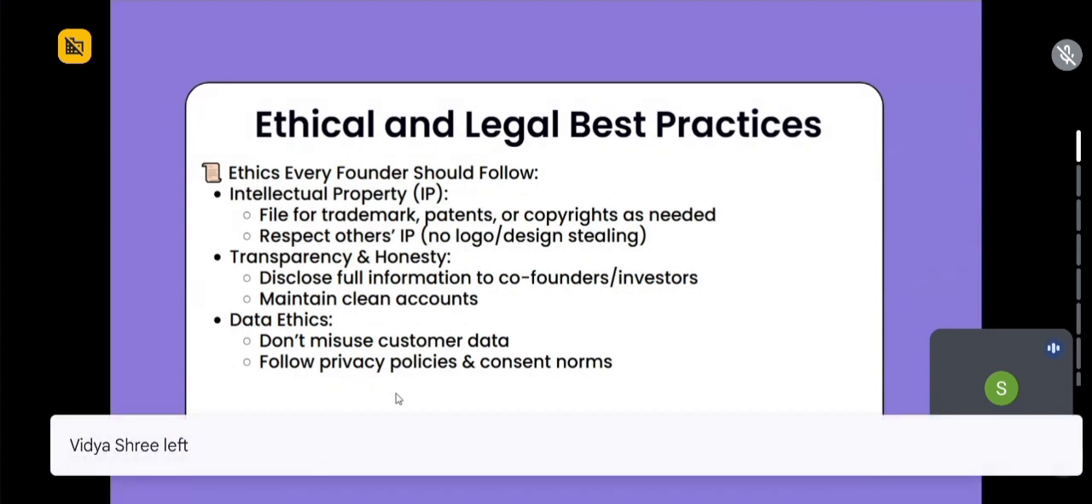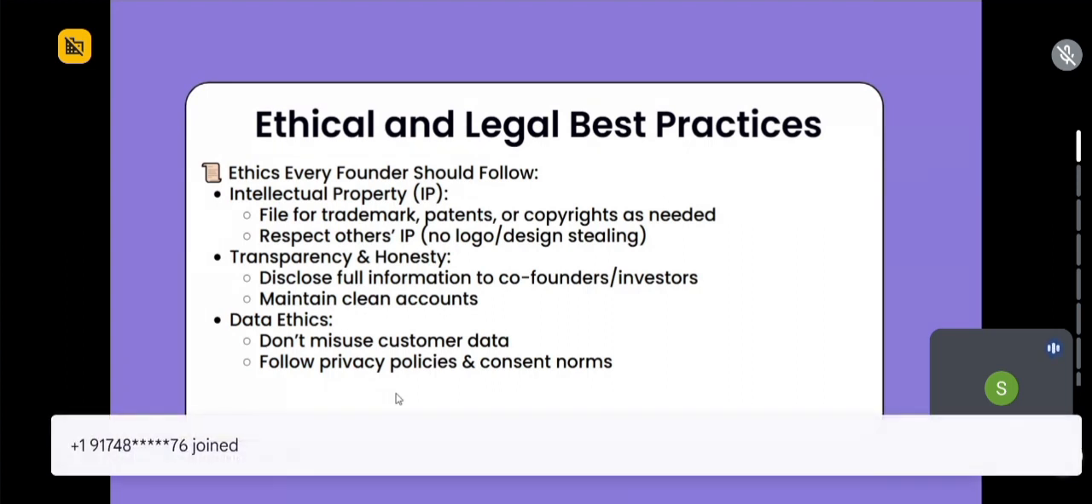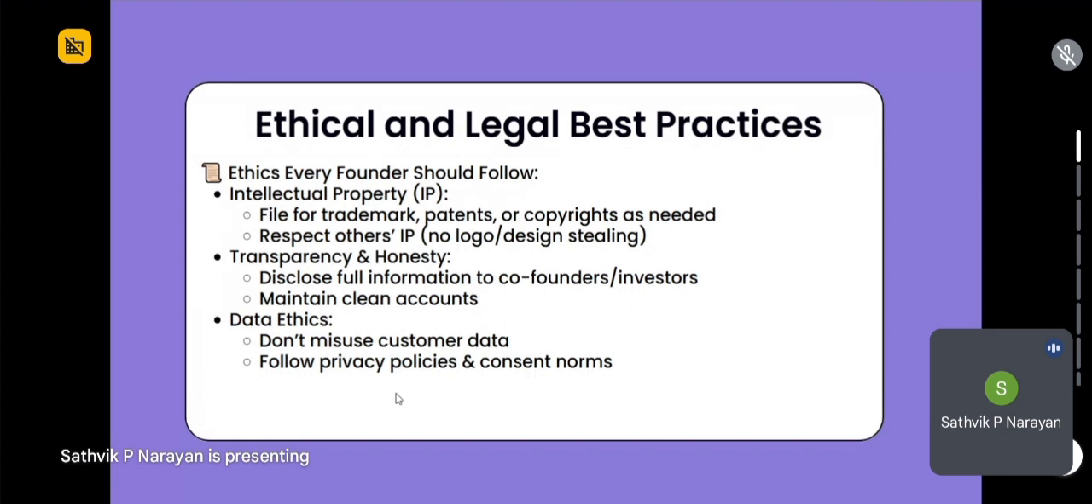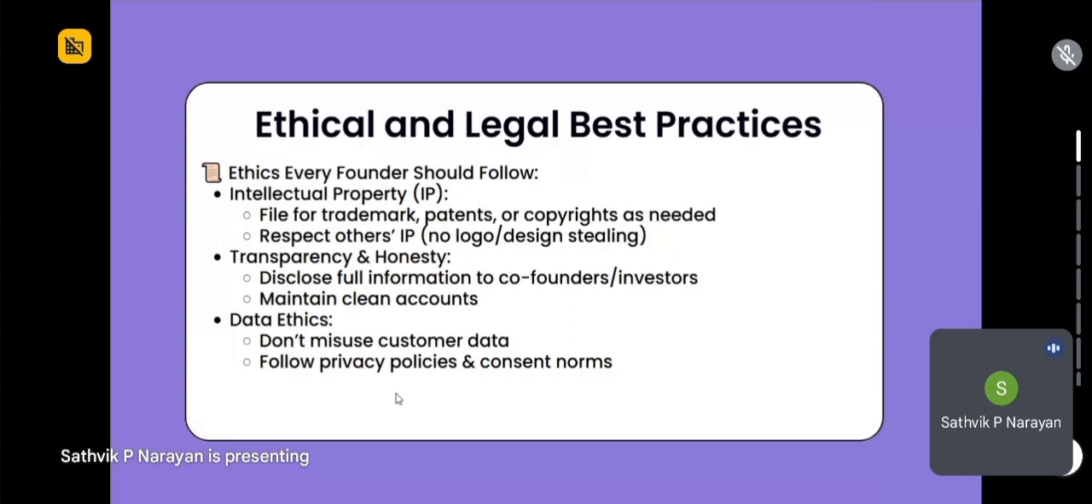Ethical and legal best practices for a founder: in cases of ethics, right? It's very situational, very vague and very optional. But some of the main things to keep in mind are that we don't misuse the funds. If a founder receives a grant from the central government or state government, there's an agreement between the state entity and the startup. So it's our responsibility as a founder that we don't use this fund for anything other than developing our product or for our personal sustenance, right?